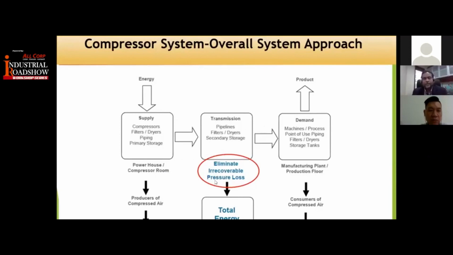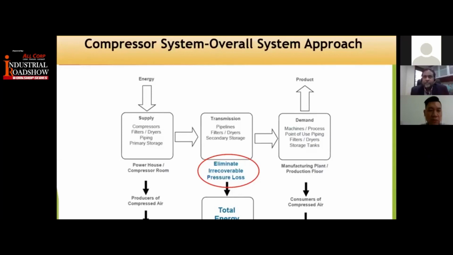You can actually recover the pressure losses along the pipeline and use the air more efficiently. So in a compressor plant, plant owners or plant engineers can do an initial first check by doing a leak test analysis in your plant. You don't need a big-time expert to come and do your leak test. You can just go around the plant and do your leak test.